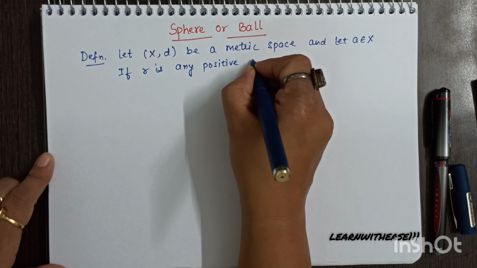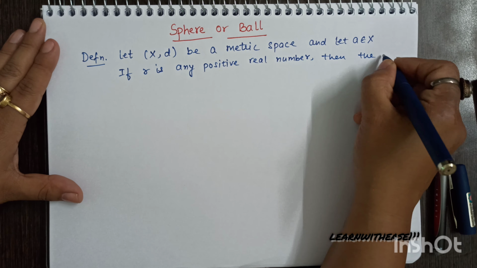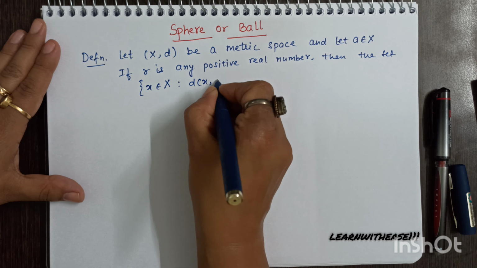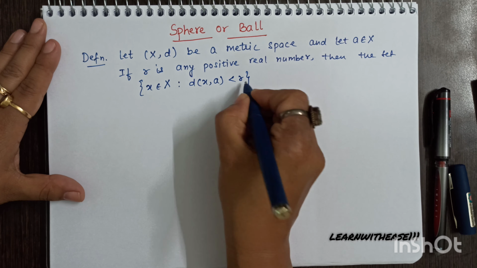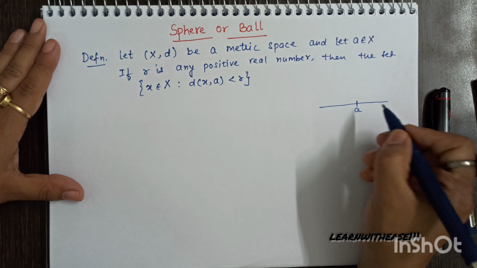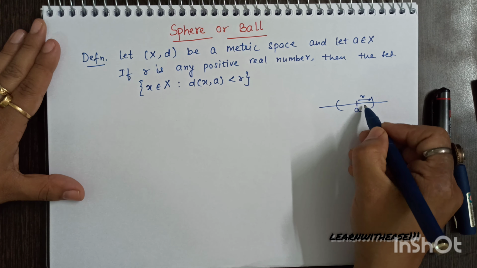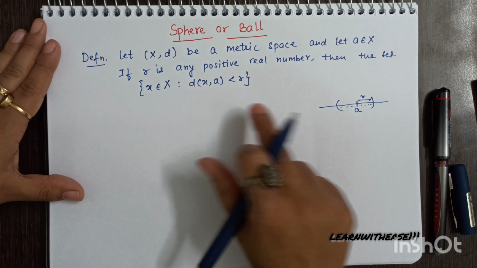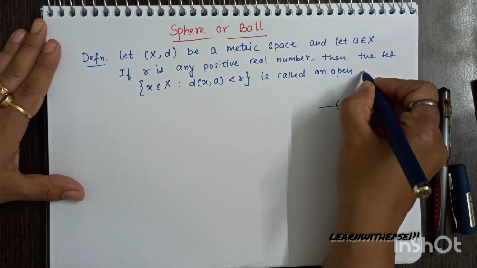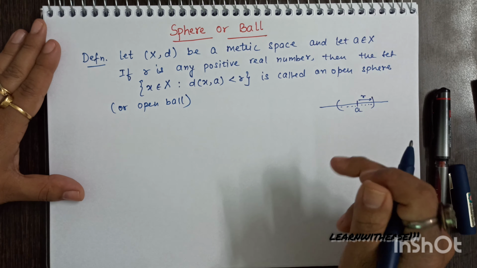If r is any positive real number, then the set defined as the collection of elements x of the metric space X such that the metric of x from a is strictly less than r. Means there is an element a and there is a boundary in terms of radius r, and the elements lying inside this boundary, means the boundary points are not included, only interior points are included, then this set is called open sphere or open ball.